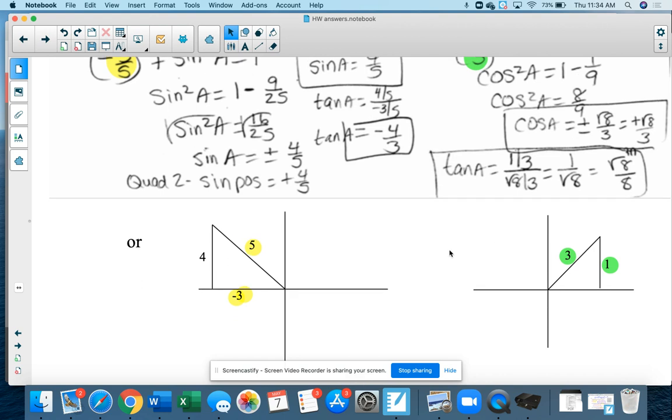Okay, so this was just going over tangent, which we didn't talk about too much, but it was also reviewing different things that we've done throughout this chapter.